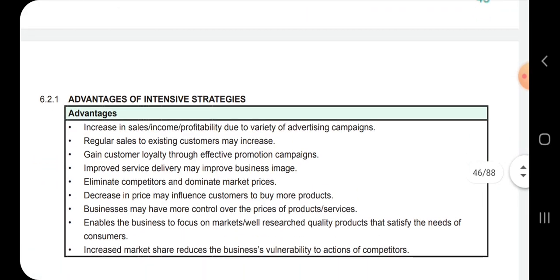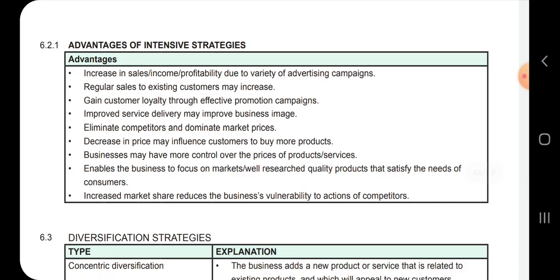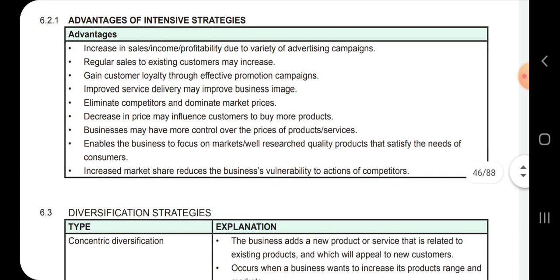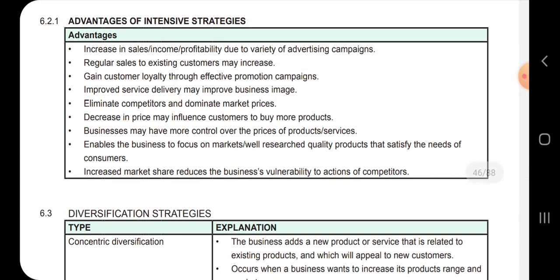They have their advantages. You can read them there. Increase in sales, income, and profitability due to a variety of advertising campaigns. Regular sales to existing customers may increase. So those are all the advantages. Advantages is what is beneficial. The benefit of using that strategy is advantages.